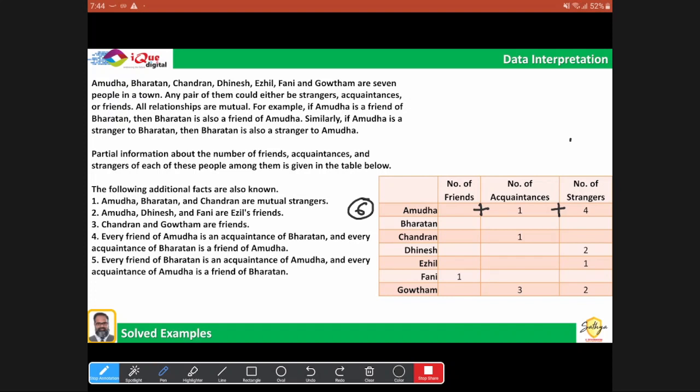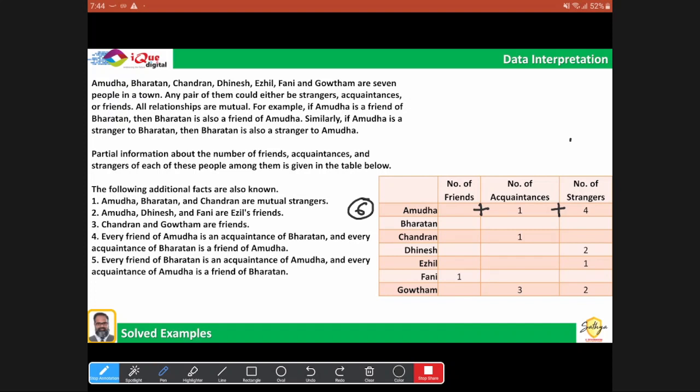Okay. It says Amuda, Bharadhan and Chandran are mutual strangers. So if Amuda, Bharadhan and Chandran are all mutual strangers, that means that AB, BC and AC are all strangers to each other. Then it says Amuda, Dinesh and Fani are Eril's friends. So I've got 3 friends for Eril. It says Chandran and Gautam are friends. Then it says every friend of Amuda is an acquaintance of Bharadhan, and so on and so forth.